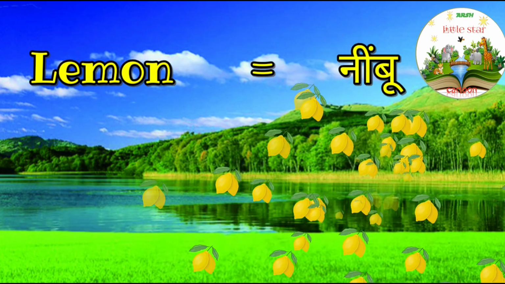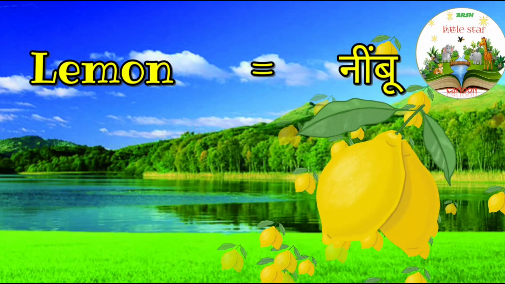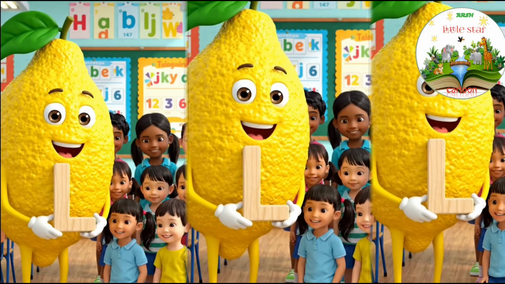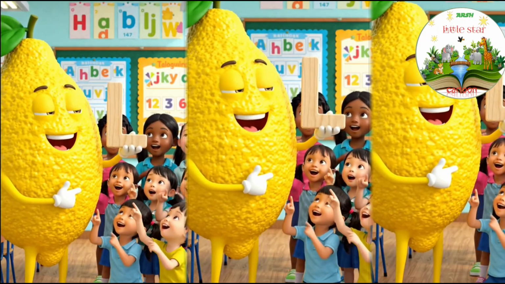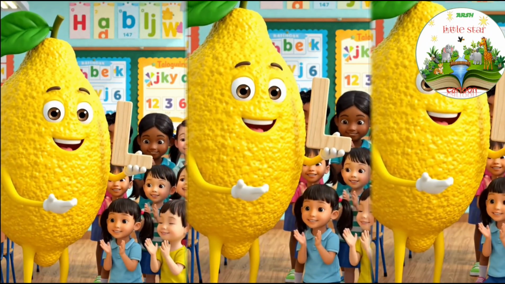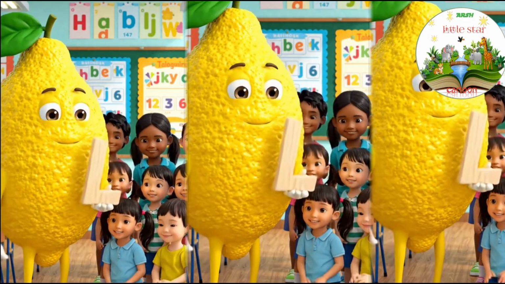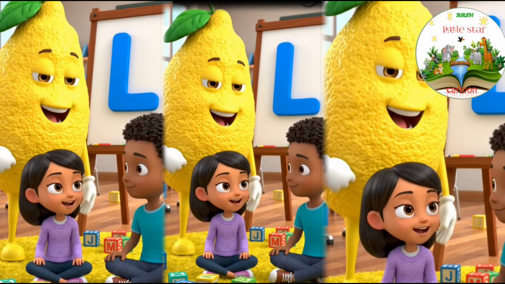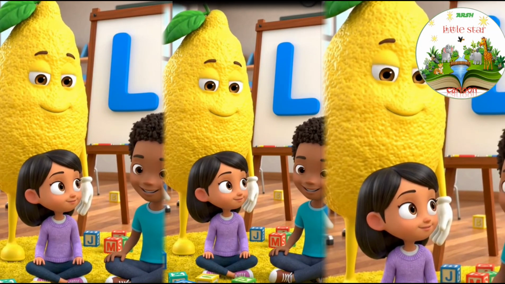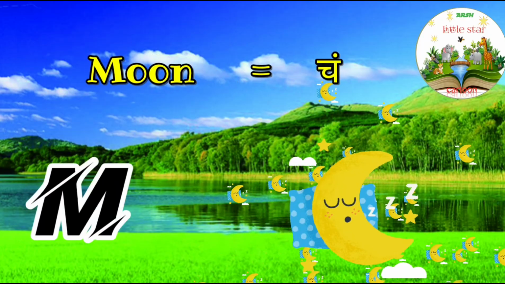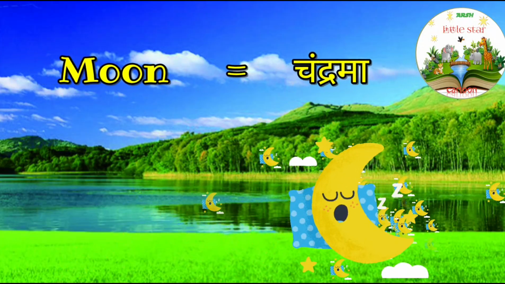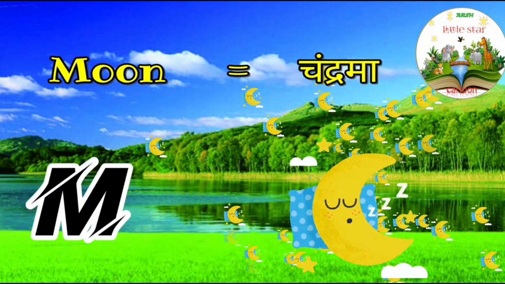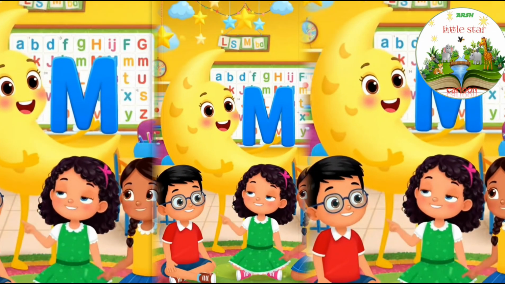L for lemon. Lemon means lemon. M for moon. Moon means Panda.